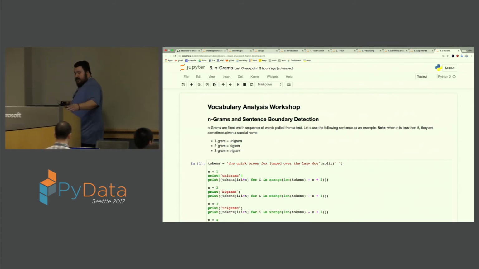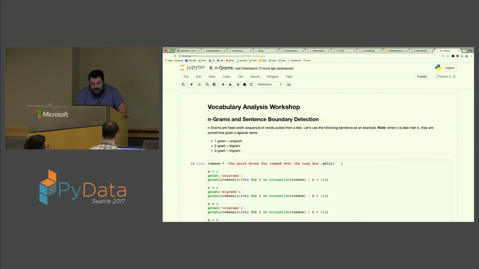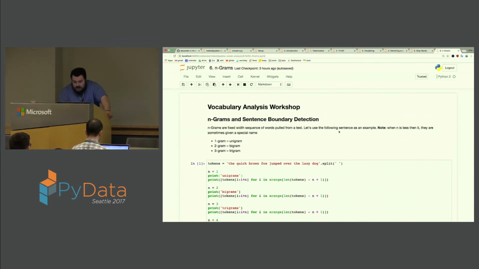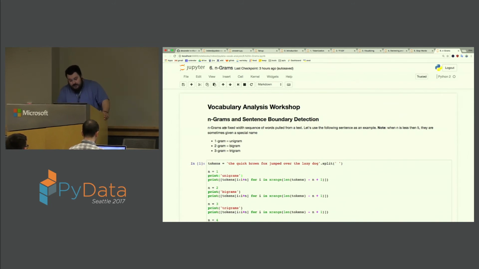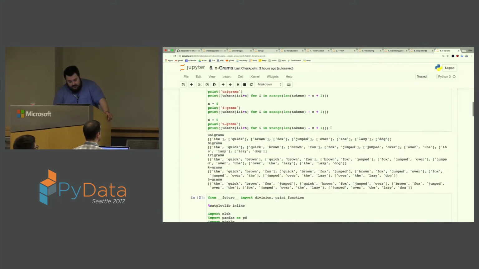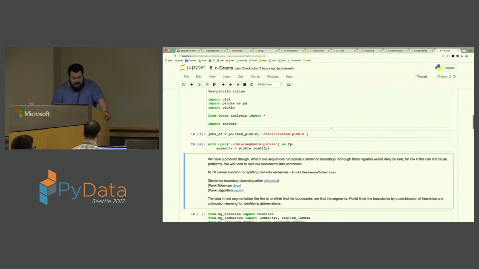In this case, let's look at the sentence I have at the beginning here. N-grams are fixed width sequences of words pulled from a text. Let's use the following, blah, blah, blah. So if I'm pulling out bigrams, depending on how you treat hyphenization, I would get n-grams fixed, and so on. Then, since we've dropped these words, we get pull, text, and then text, use. Text and use is not a bigram in the sentences here. That's violated the meaning of what we're doing. So before we do n-grams, we have to do sentence boundary detection.